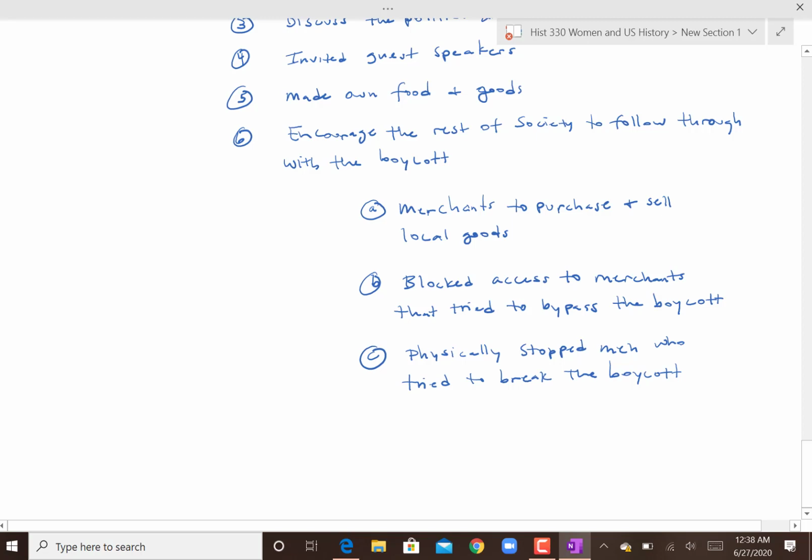And then they also tried to encourage the rest of society through this by writing newspaper articles.